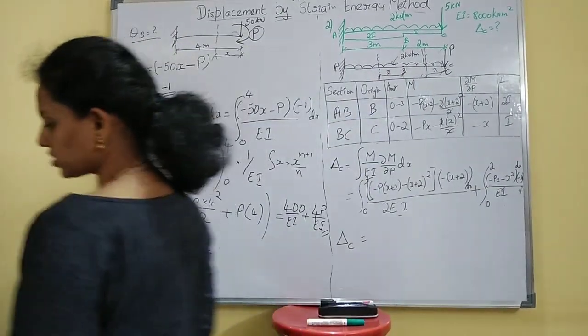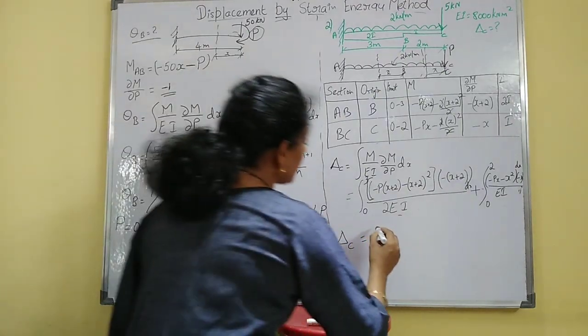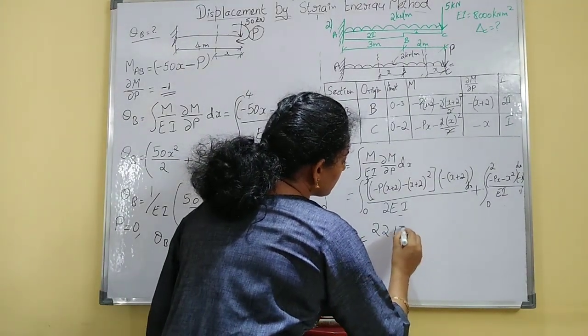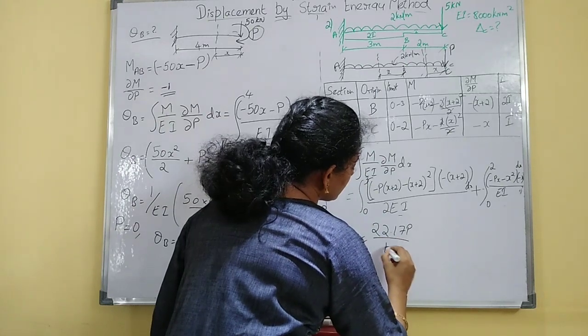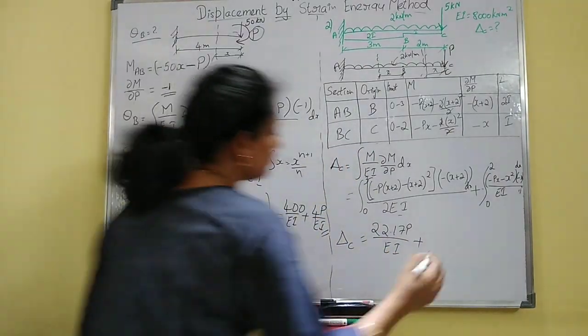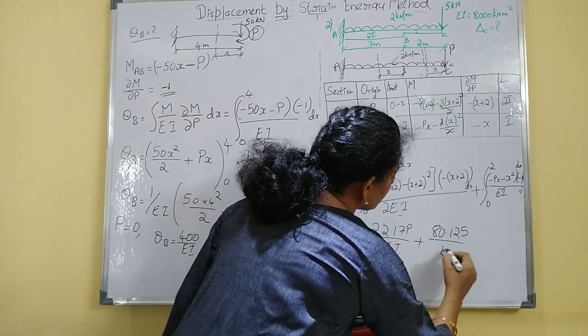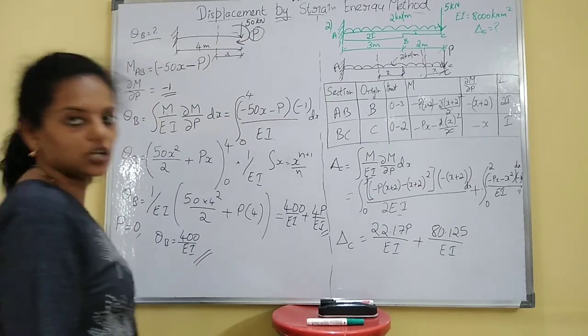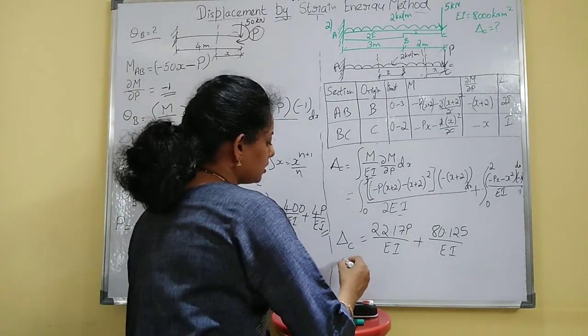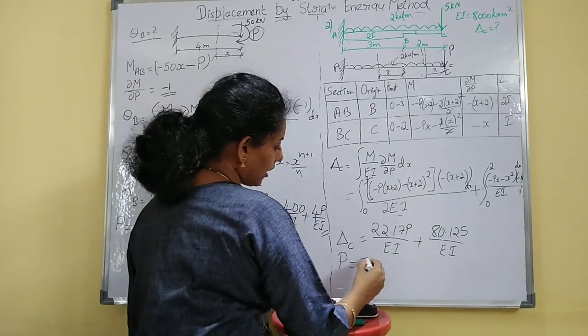After simplification, you have 22.17 P by EI plus 80.125 by EI. This is after simplification. Next, substitute this P value. What is the P value? P is 5 kilonewton.